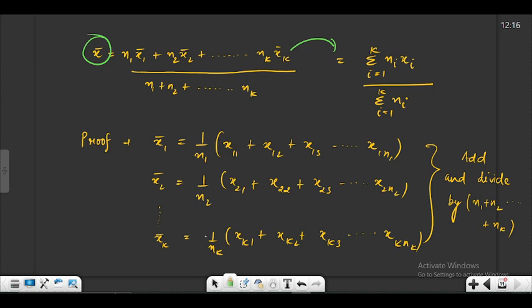And if I add these terms and divide by n1 plus n2, that is the number of terms in the entire composite series, then I get this. This is the proof of this.